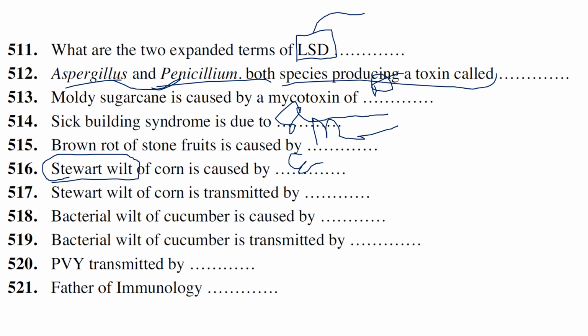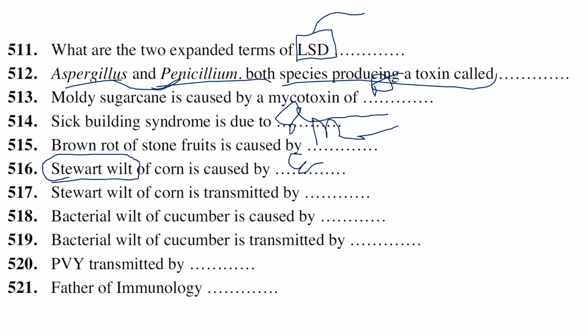E.F. Smith preferred some other names, Xanthomonas or Pseudomonas. Finally, he came to the conclusion that it is caused by Erwinia stewartii, now called Pantoea stewartii. That's why it's called Stewart's wilt of corn. Stewart's wilt of corn is generally transmitted by the corn flea beetle. This is very, very important. Stewart's wilt of corn is caused by Erwinia stewartii or Pantoea stewartii, and is transmitted by the corn flea beetle.